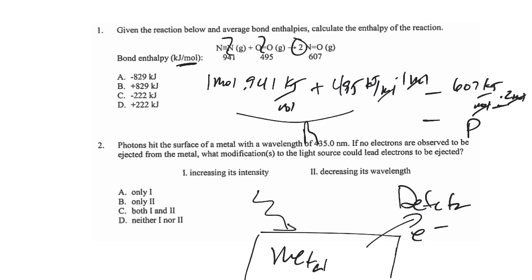So if we increase the intensity of the light source, that just means throwing more photons. That's not going to work. If we decrease the wavelength, think about the energy of a photon, hc over lambda versus h nu. If we want a greater energy photon, we need to increase the frequency or decrease the wavelength of the light source. So decreasing the wavelength could work. So only 2 would be the right answer to this one. The intensity doesn't work. We need to up the energy of the photon by decreasing the wavelength.